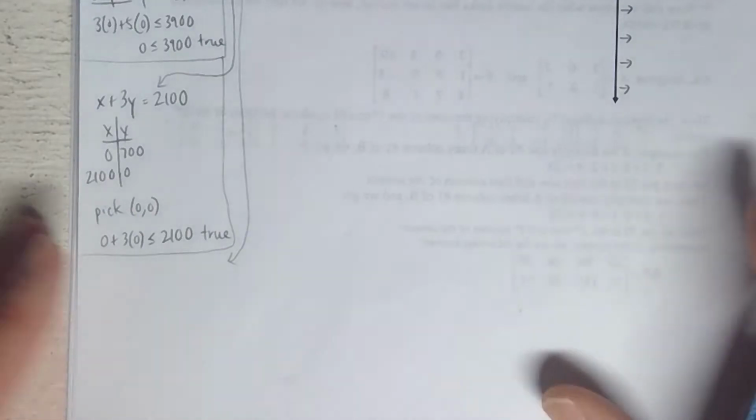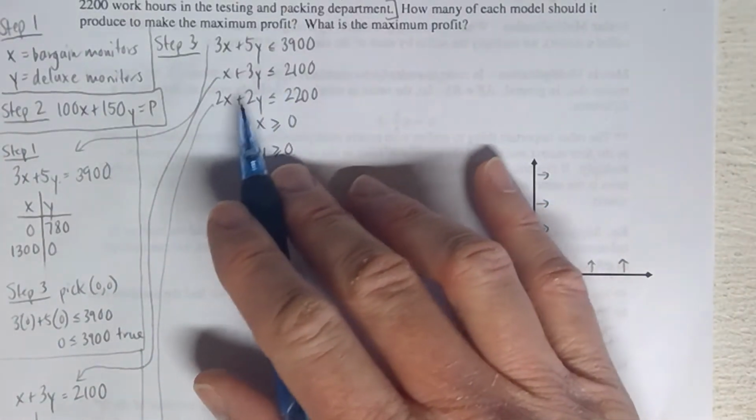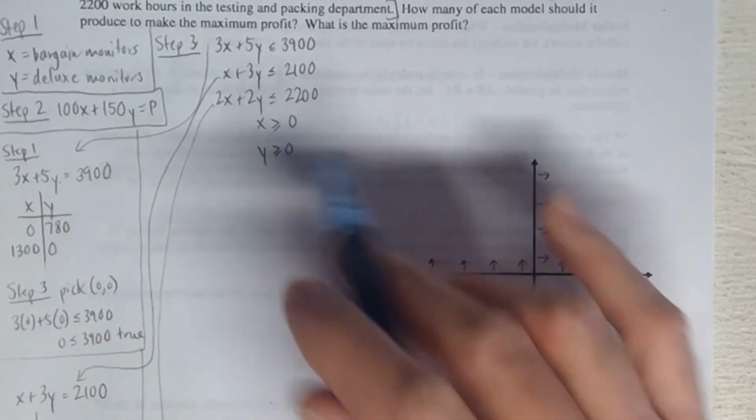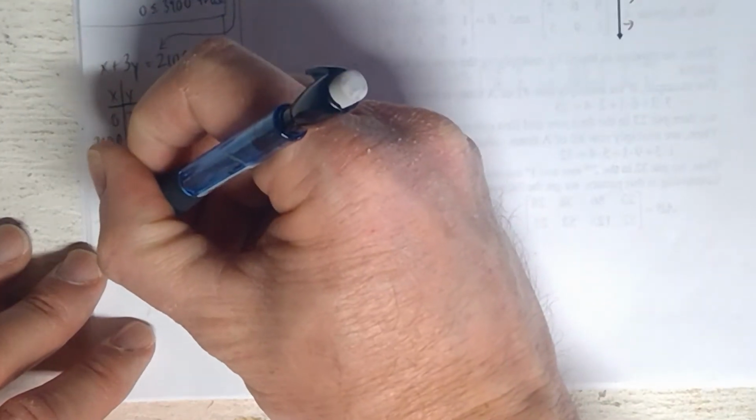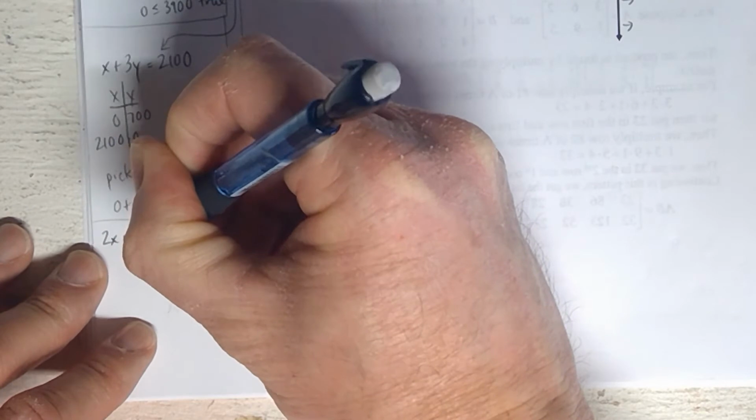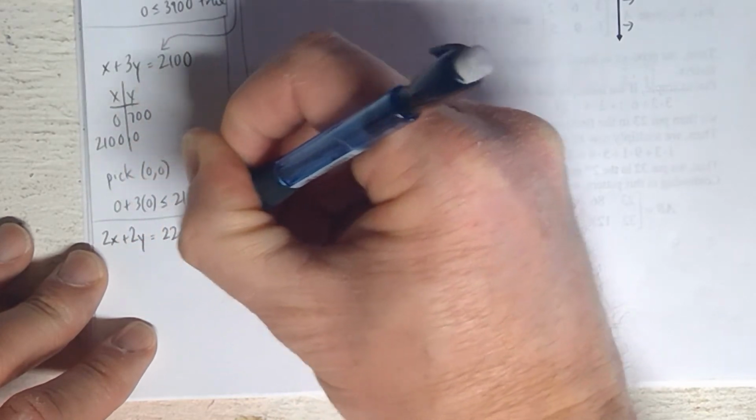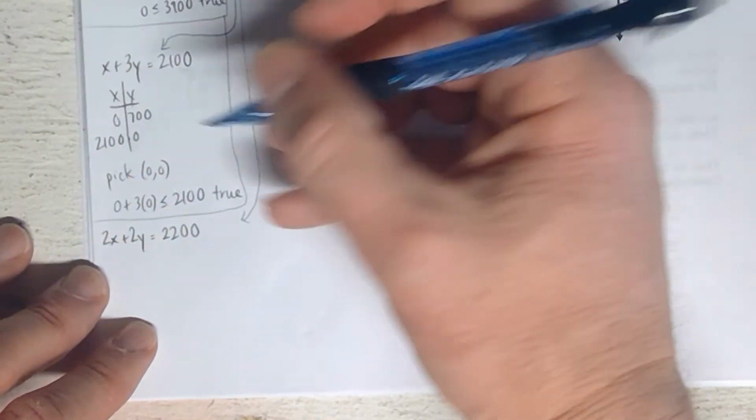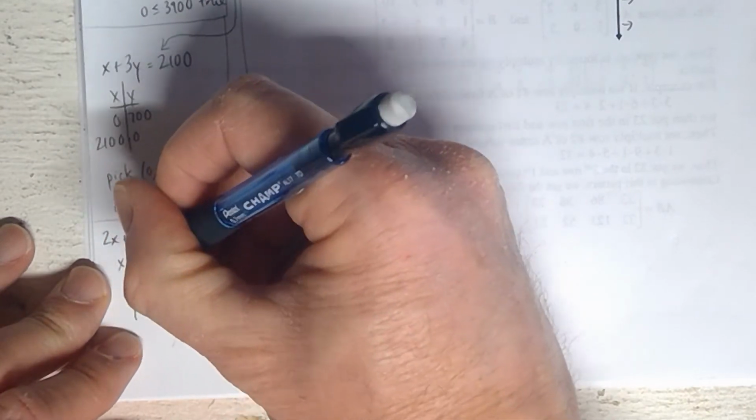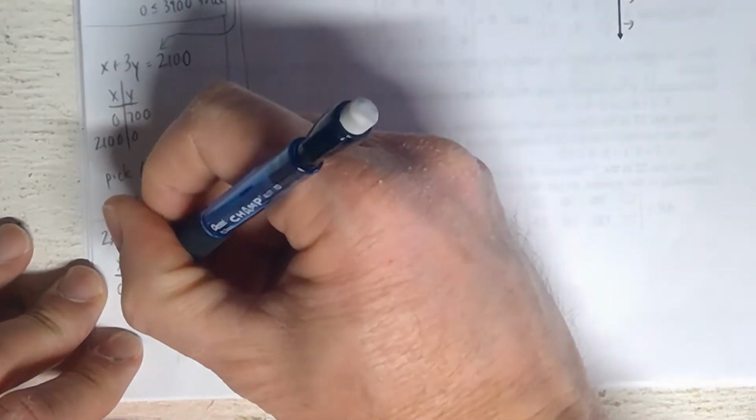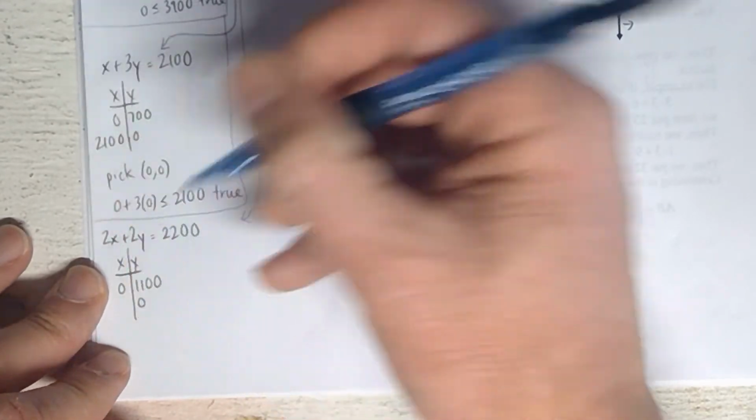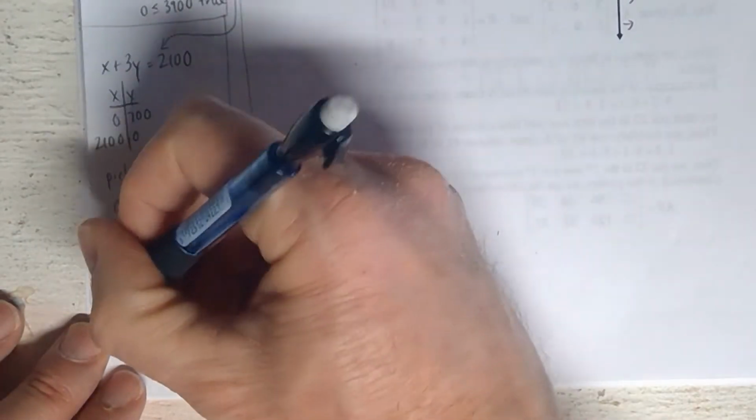How about that one? Sorry about that. That's right here. This one is the one I need to look at now. So let me bring that one down. Change it to an equal sign temporarily. Figure out the intercepts. Plug in the zeros. If you do that and you divide out, you get 1100 on both of these.